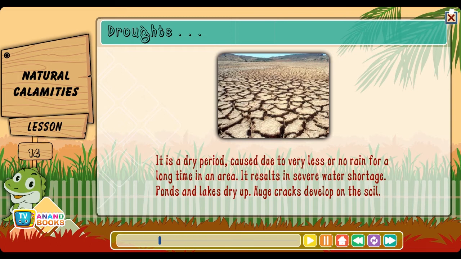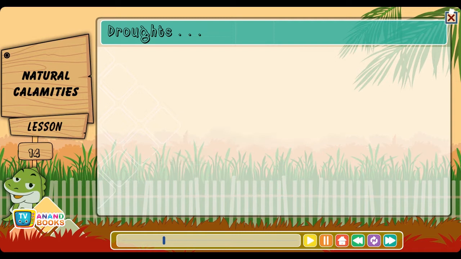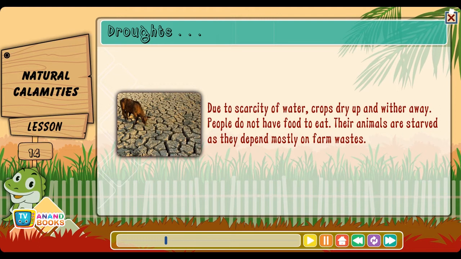It results in severe water shortage. Ponds and lakes dry up. Huge cracks develop on the soil. Due to scarcity of water, crops dry up and wither away. People do not have food to eat. Their animals are starved as they depend mostly on farm wastes.